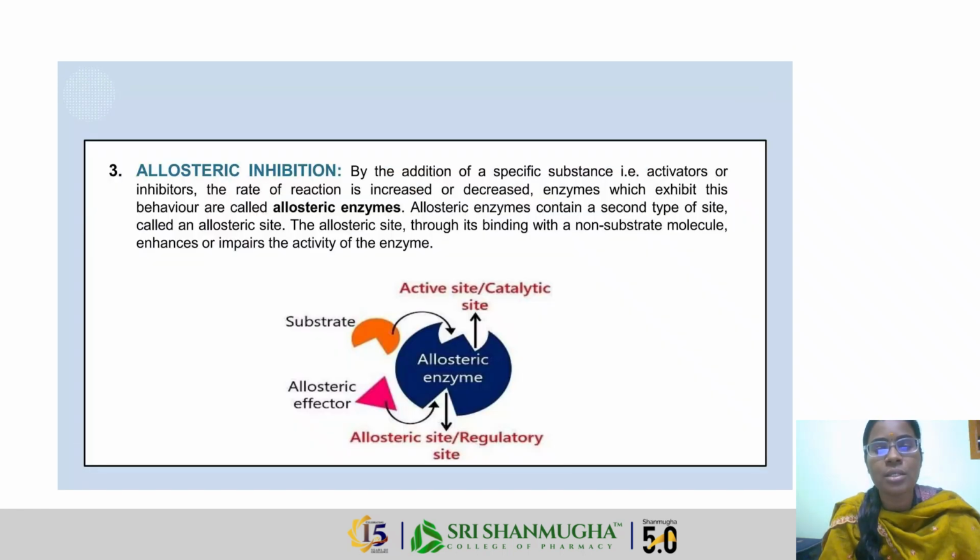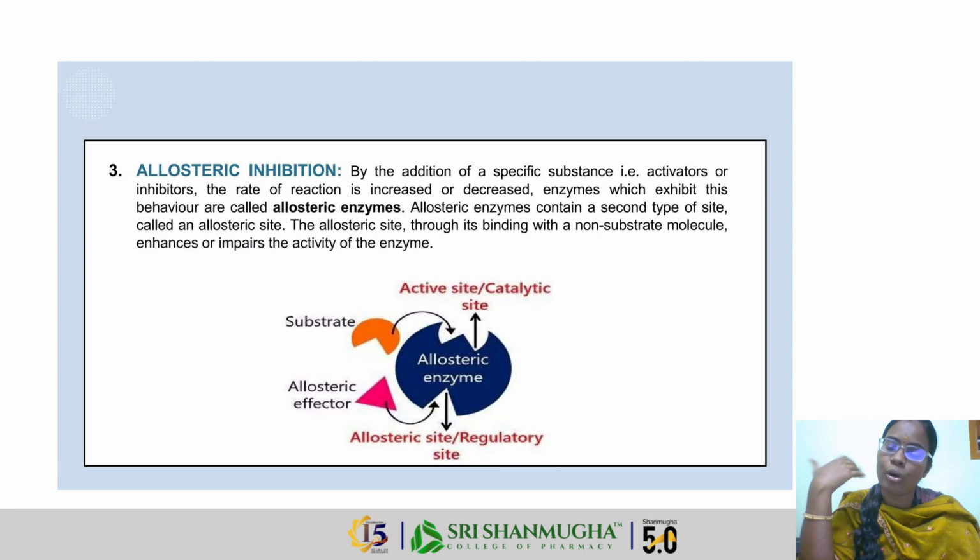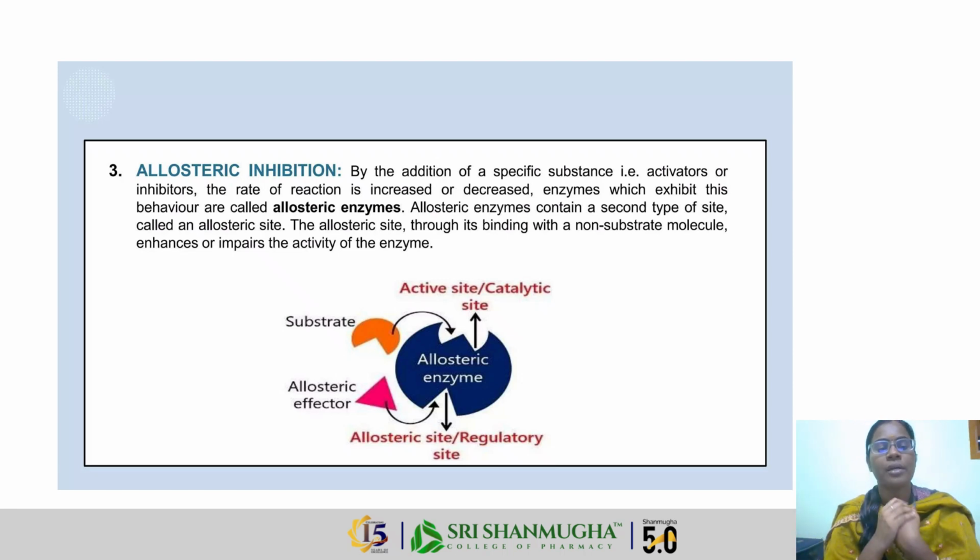Finally, allosteric inhibition. By the addition of a specific substance, that is activators or inhibitors, the rate of reaction increases or otherwise decreases. The enzyme site where they bind is called the allosteric site. The binding of a non-substrate molecule at the allosteric site enhances or inhibits the activity of the enzyme.